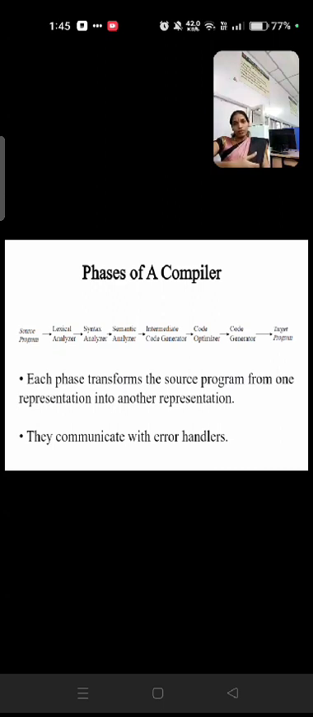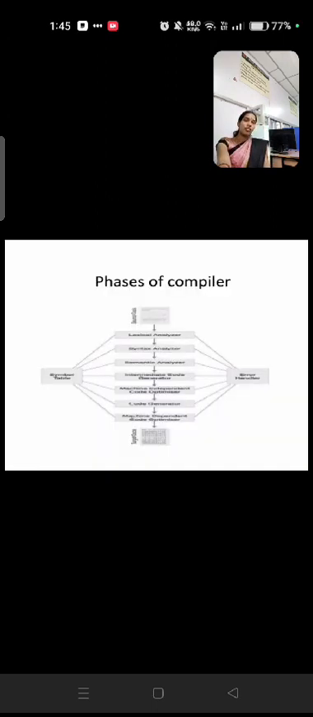First of all, what is the symbol table? This is the entire structure of the compiler, also known as the entire phases of the compiler. It is a block diagram of the compiler, and it covers the entire data.